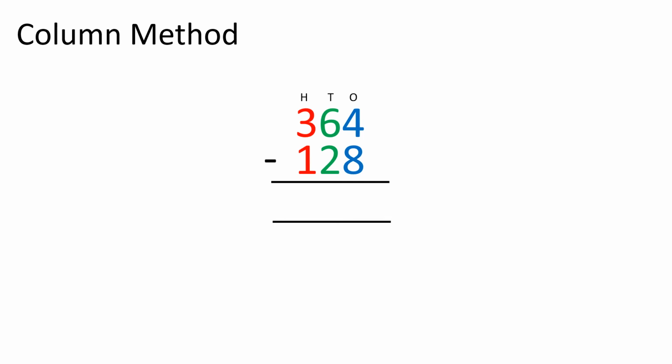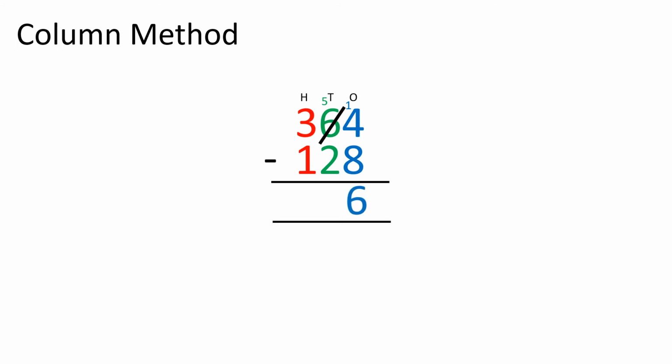We cannot calculate 4 subtract 8, so we need to regroup a 10 from the tens place. We cross out the 6 tens and replace it with 5 tens. We then put this 10 into the ones place, so now, instead of 4, we have 14, because 4 plus 10 is equal to 14. Now, we calculate 14 subtract 8, which is equal to 6. Therefore, we put a 6 in the ones place.